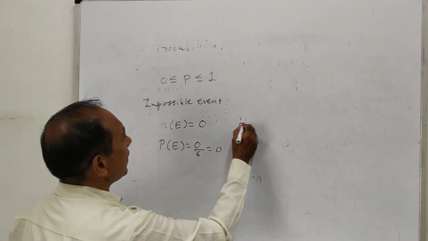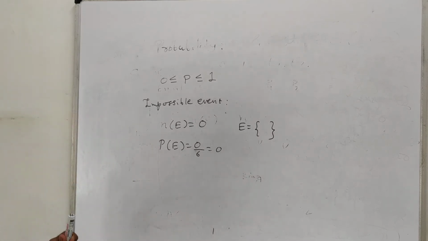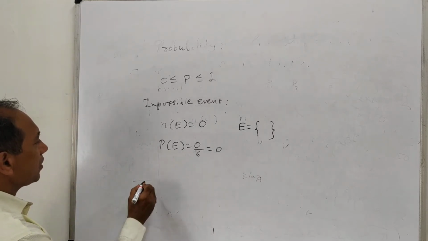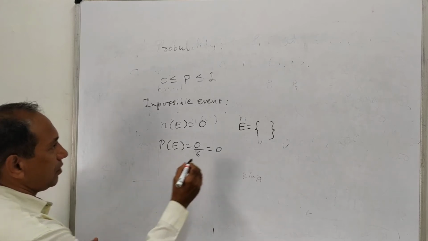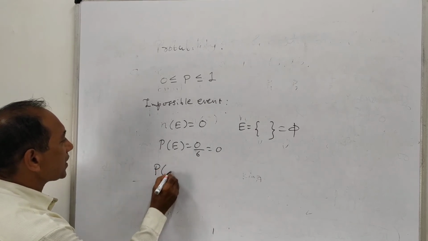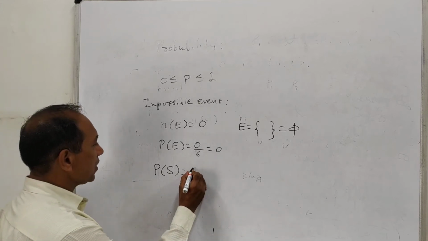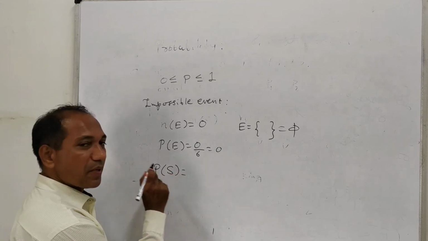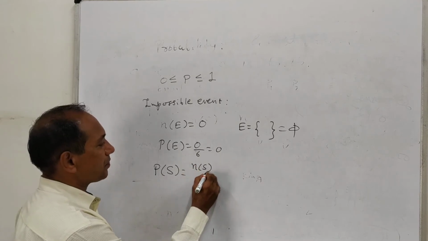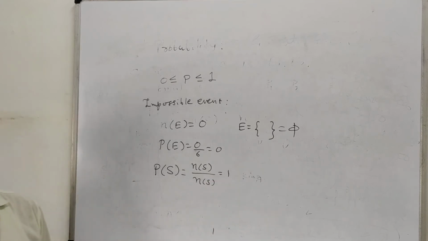So sometimes this event E we also denote by this one. Okay. So this is the first kind. We can also denote this as phi also. Okay. Now what is the probability of the sample space itself? This is very simple. You can understand this very easily because here S itself is an event. So this is nothing but number of elements in S divided by number of elements in S. This is equal to 1. So probability of the sample space itself is always equal to 1.